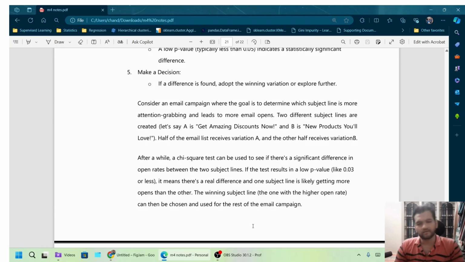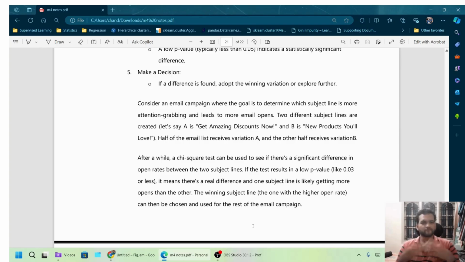Let's go with another example. Two different subject lines are created here. Let us say A is "Get amazing discount now" and B is "New product you love." We will send these to variation A and variation B, where half of the email list receives variation A and the other half receives variation B, as we said.